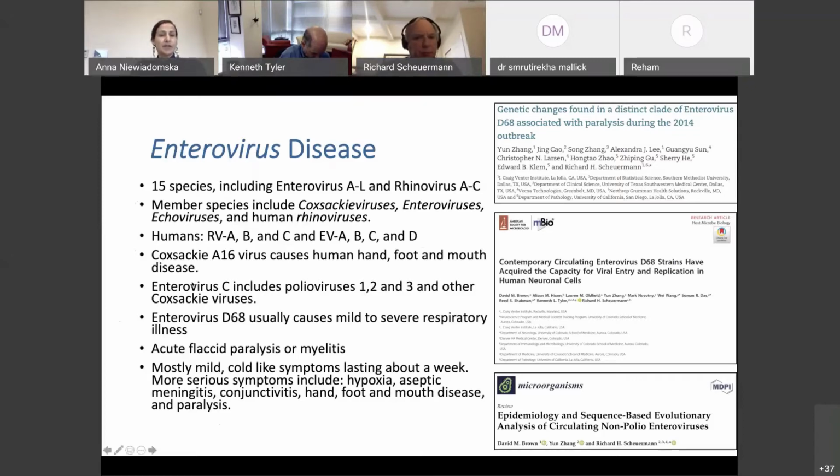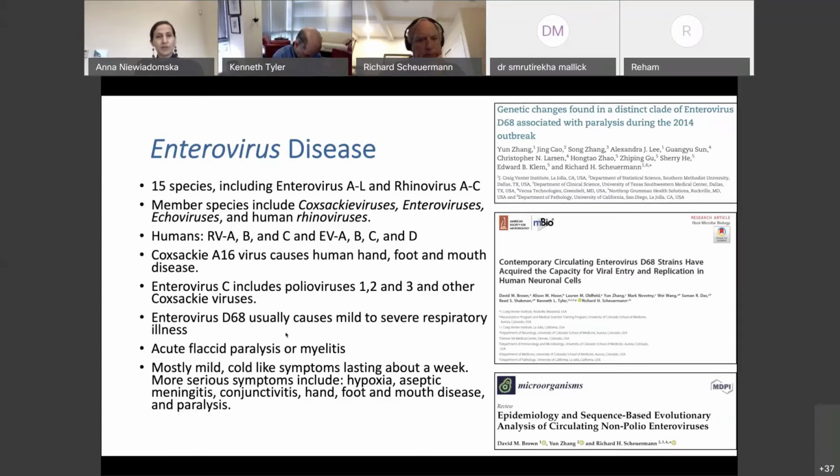Enterovirus C includes poliovirus 1 through 3, as well as many other Coxsackieviruses. And Enterovirus D-68, which belongs to the group D enteroviruses, usually causes mild to severe respiratory illness, but it has been associated with acute flaccid paralysis or myelitis, which we'll be discussing later on in this talk as well.